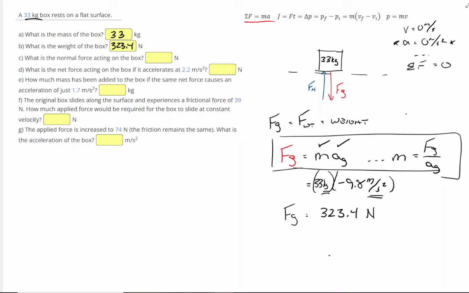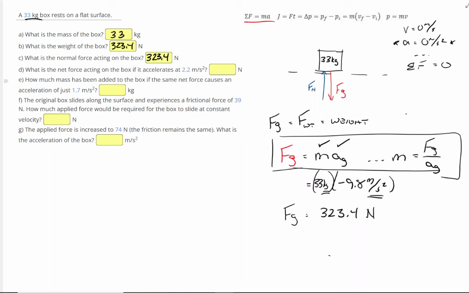Well, then what is the normal force? As we see in our free body diagram, the normal force is the only other force acting on this box. We have no motion, there's no acceleration, there's no friction because we're not moving, there's no external force other than those two. And so since it has to balance, then the normal force is going to be the same amount as gravity and upward. So I'm going to say the amount is 323.4 newtons. That is what the normal force is.